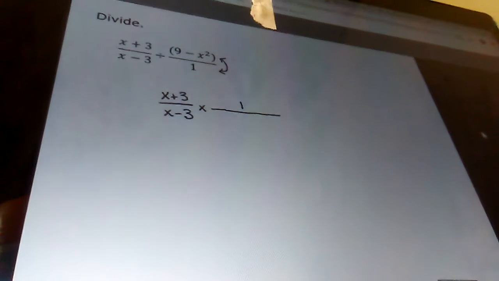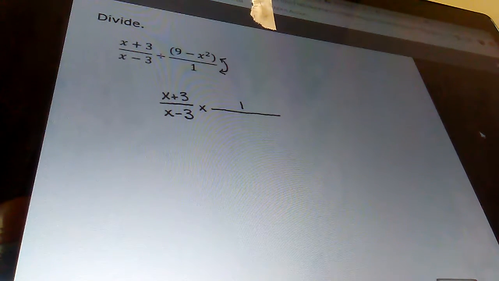Now, 1 becomes the numerator. Before we write it as the new denominator, we are going to factor the numerator. We have 9 minus x squared. We have two perfect squares and a minus sign, so we have the difference of two perfect squares. That factors into 3 plus x and 3 minus x.